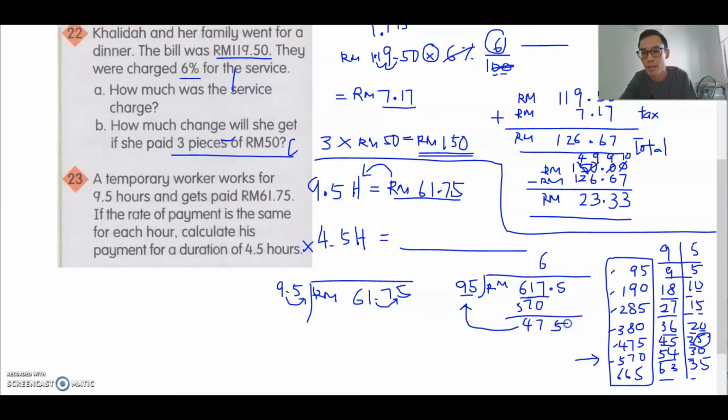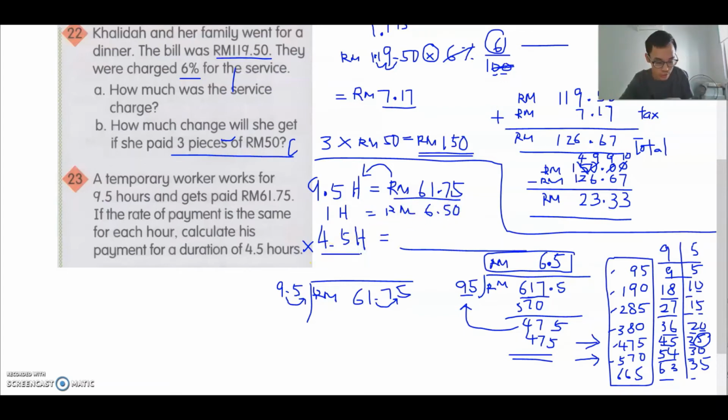Then bring down the 5. Okay, 475 is right here. So this is the fifth one. Alright. So 5 times 95, we get 475. And then we put the decimal point here. Okay, so 1 hour is 6 ringgit 50 cents. Right? So we divide, we found out that 1 hour the payment is 6 ringgit 50 cents.